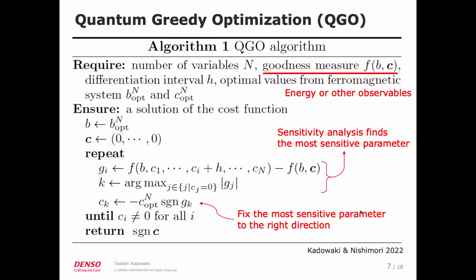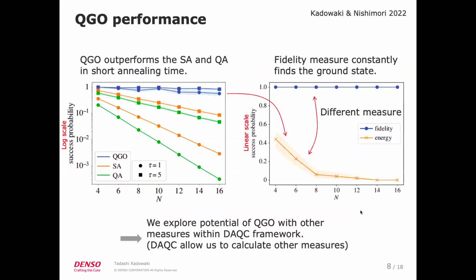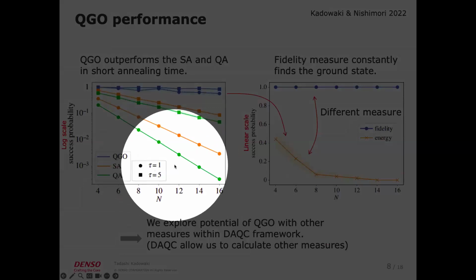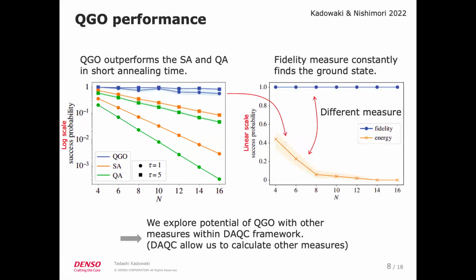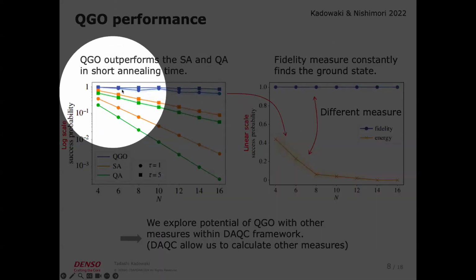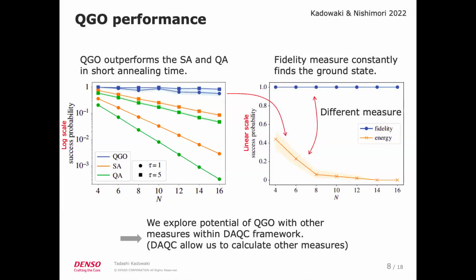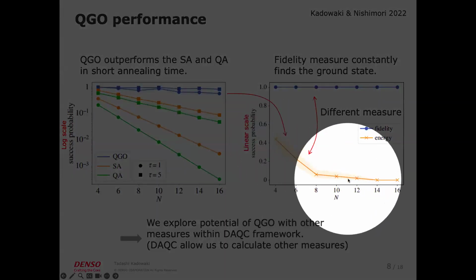So we propose an algorithm called quantum grid optimization. This basically utilizes such sensitivity analysis one by one for each qubit. And it actually works for small annealing times, like tau equal to 1 or 5. We see a good improvement compared to simulated annealing or quantum annealing. And this curve shows improved success probability as we increase the size of the problem. This is a log scale, and if we plot in a linear scale, it's not so impressive.